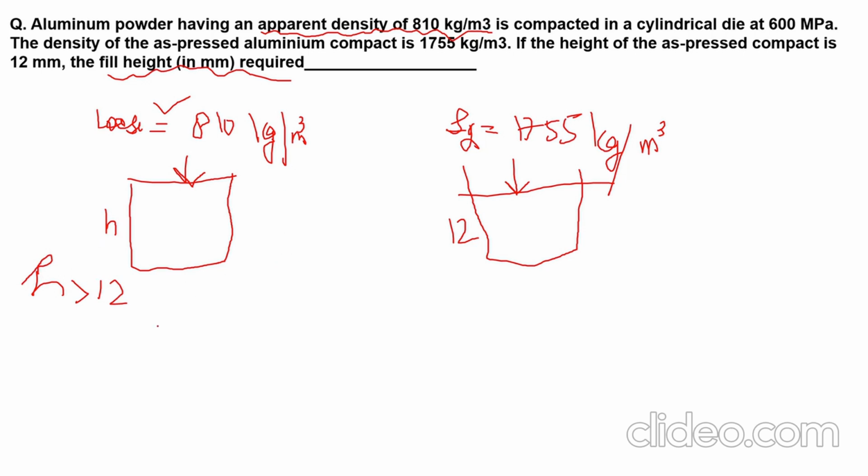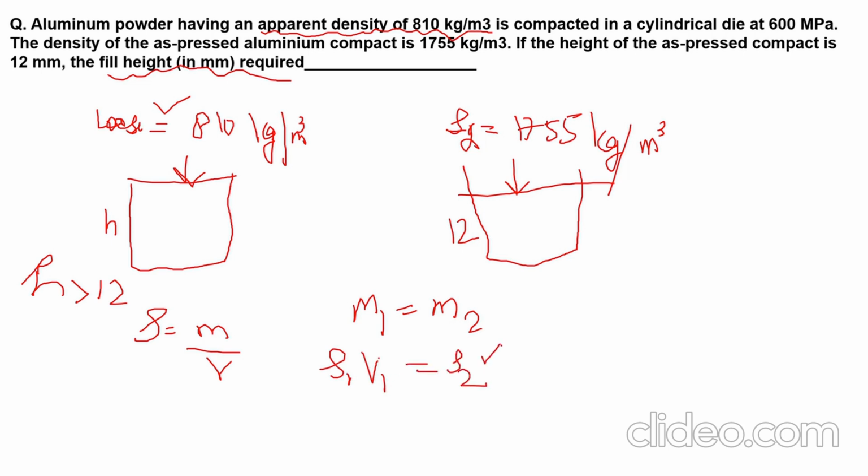So how will we find this? Simply, we know that density is equal to mass per unit volume. Because we have the same mass in both cases, we will say that m1 will be equal to m2, that is, whatever the mass is before you have compacted the material, after compacting the material the mass will remain the same. So we will say that density rho1 V1 is equal to rho2 V2. So this is your formula that can help you to determine your height. Because it is a cylindrical compact, we can change the volume to pi r square h.